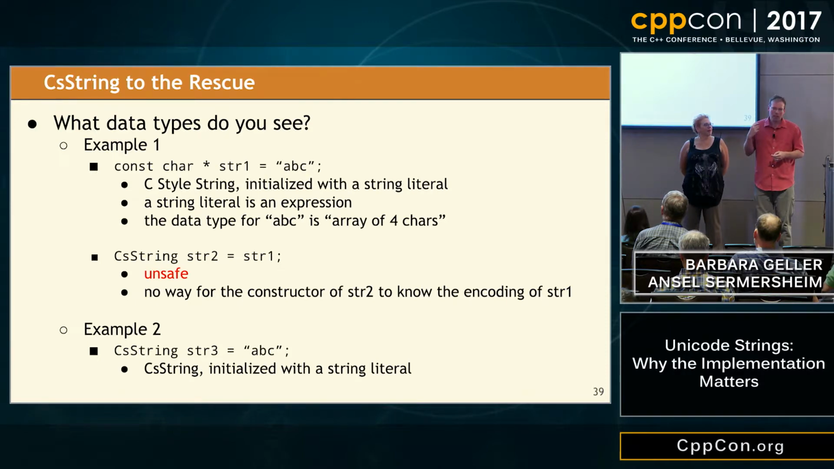On the second line, when we assign str1 to a CS string, this is unsafe because we don't know what encoding it's in. We have no way of knowing. This is a const char star C-style string variable that came in from who knows where. This is not safe. On the other hand, in example 2, we have a CS string that's being initialized with a string literal. These are not the same.